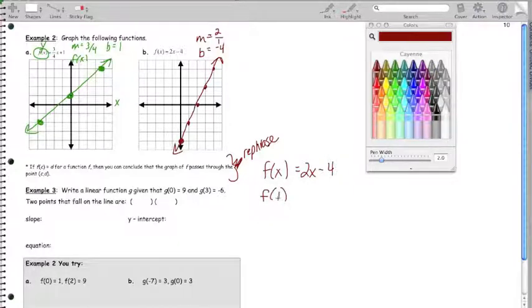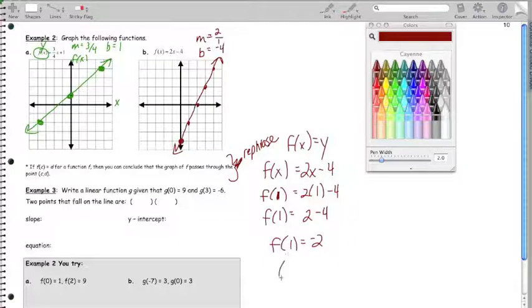So like we said, this is just telling me what x is being replaced with. On the right side, I actually replace it with that. So f of 1 stays constant. I get 2 minus 4. f of 1 equals negative 2. So this means my input is 1. When I put 1 in for x, I get negative 2 out for y, because remember, f of x is equal to y.